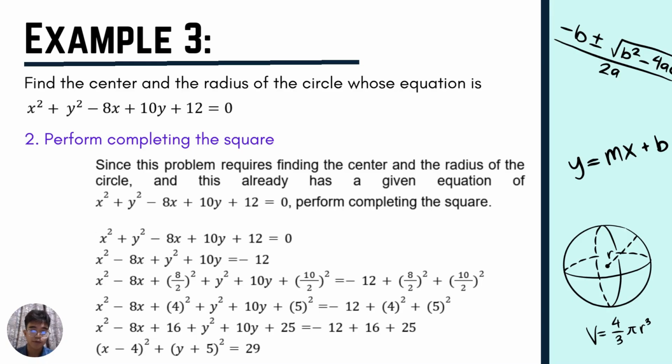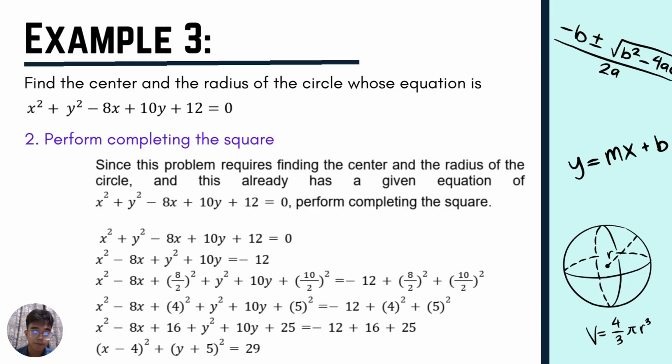x squared plus y squared minus 8x plus 10y plus 12 equals 0 is the equation of our circle. Now we will move the constant term positive 12 to the right side of the equation by subtracting it from both sides. We will have x squared minus 8x plus y squared plus 10y is equal to negative 12. Notice that we rearranged the equation in terms of x and y.